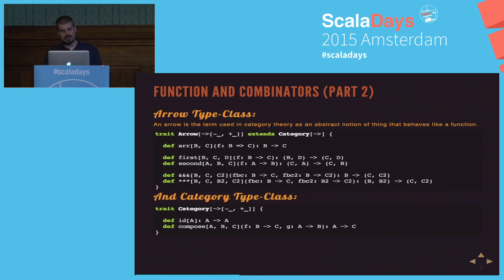This is a Scala implementation of the arrow type class. As you can see, the arrow type class is a subtype of category. It should be, because composition of functions is a property of category from any point of view of category theory. And we will come back to category properties a little bit later.